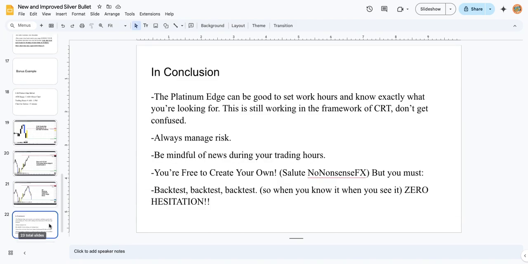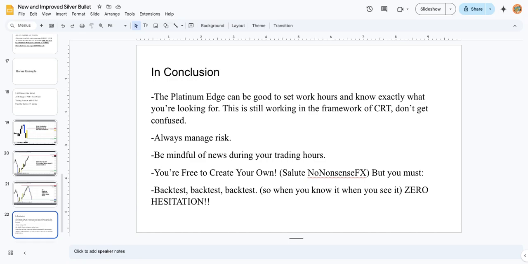So, in conclusion, this platinum edge can be good for you to just set your work hours and know exactly what you're looking for. This is still the candle range theory, so don't get confused by that when I say terms like silver bullet and all that type of stuff. Those are just terms that people are already familiar with and may be searching for, and my only goal is to simplify some of these things that you may already have heard of.